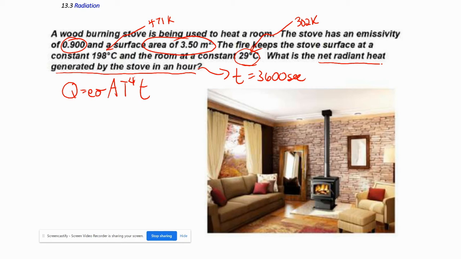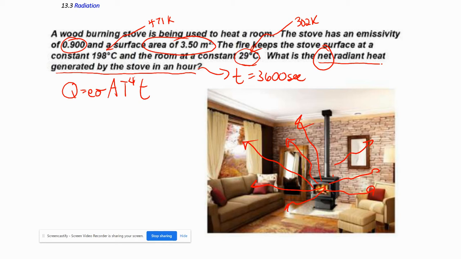But the question is, what do I do when I have two different temperatures? What exactly is going on? And when they say the net radiant heat, what do they actually mean? Well, here's the idea. The room is at 29 degrees Celsius, but the stove is at 198 degrees Celsius. So when I have some object, it's always going to radiate heat. So this stove is radiating heat out into the environment, out into the room.